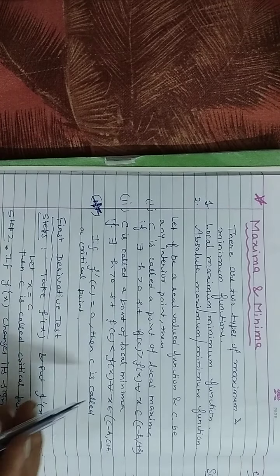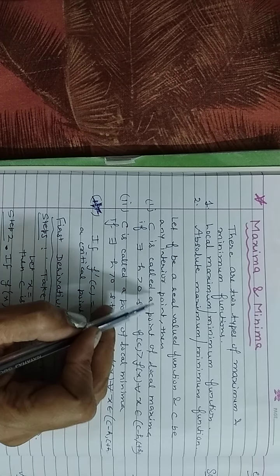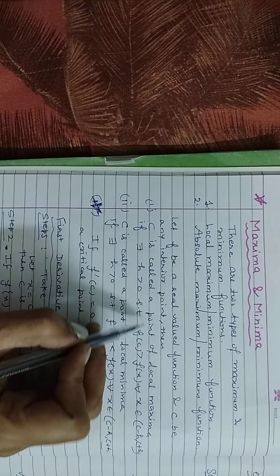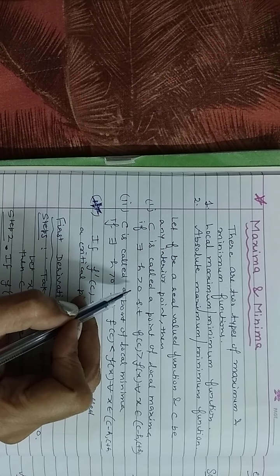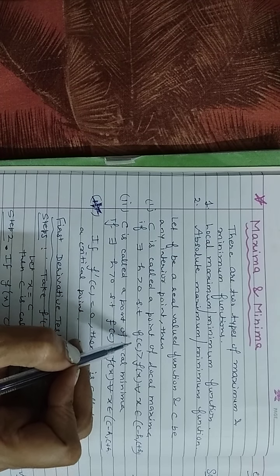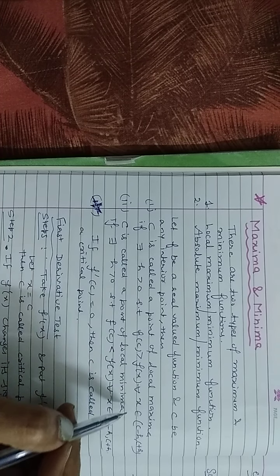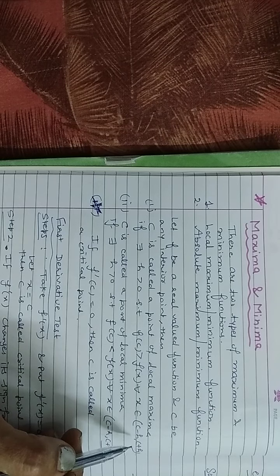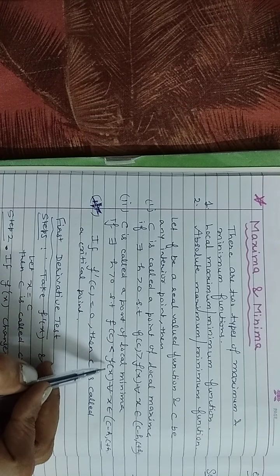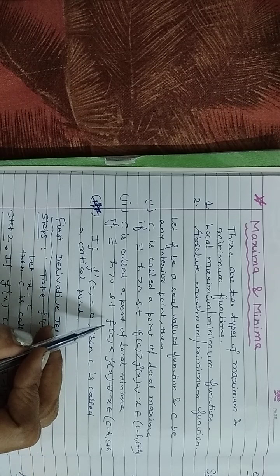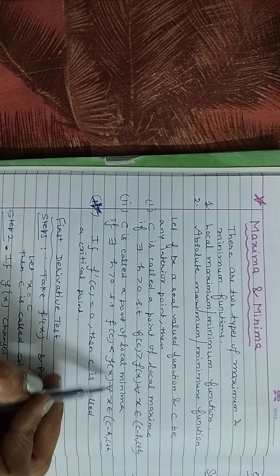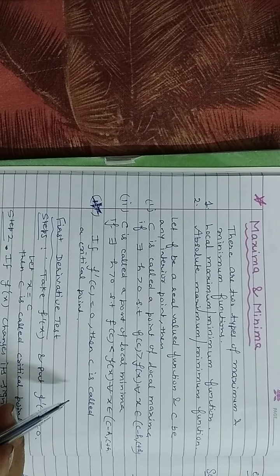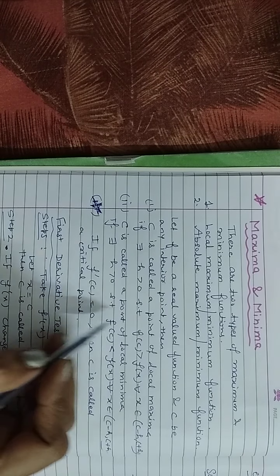Now, what is a local maximum function? This is the theory. Suppose f is a real valued function and c is any interior point. Then c is called a point of local maxima if there exists h greater than 0 such that f(c) is greater than f(x) for all x belonging to the open interval (c minus h, c plus h). And if f(c) is less than f(x), then we say that c is a point of local minima.